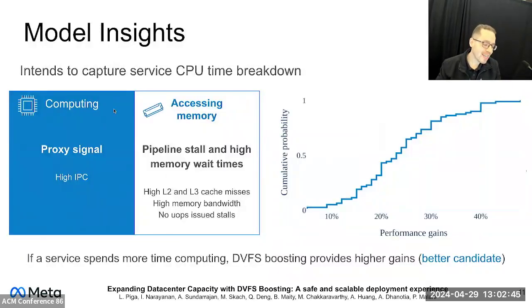So high are the ones with very high IPC, which is a good indication that you are spending a lot of your time in compute, not waiting too much on memory. We saw that low is when you have high memory bandwidth or high L3 cache misses. And medium is some combination of both. So if you are very intensive in memory bandwidth or using a lot of memory, it's pretty much low, because high frequency is just not helping at all.